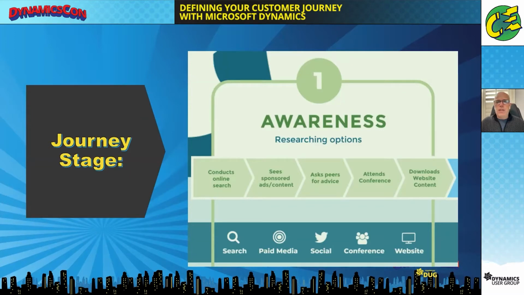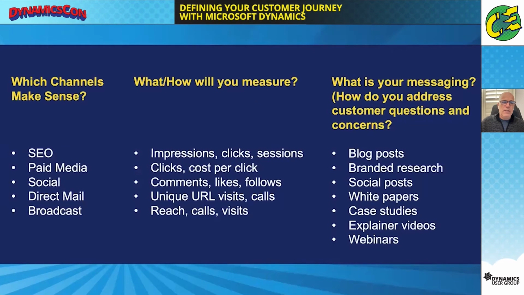Our journey stage number one, awareness: people are out there doing their research. As we mentioned before, they could be searching online, and they probably are. That's probably one of the number one areas of focus for any business across any industry. Your search engine optimization game has to be really, really good, or you're never going to get found by people who do not know who you are already. So people are out there conducting online research. They might see sponsored ad content. They could be asking peers for advice, attending conferences, or downloading your website content. So when you think about that, what channels do make sense for you?